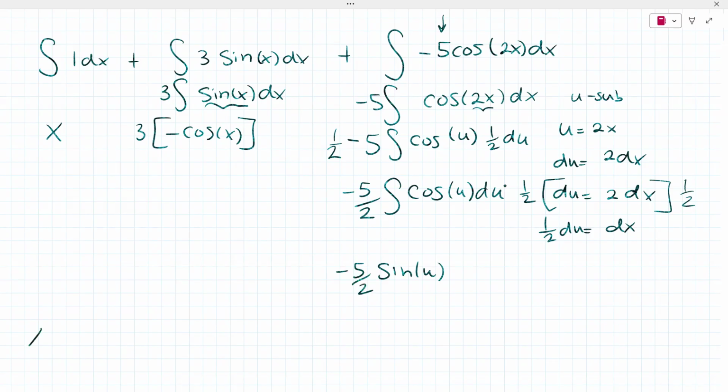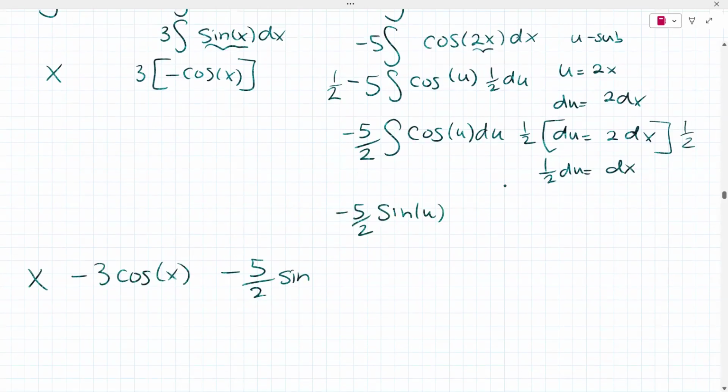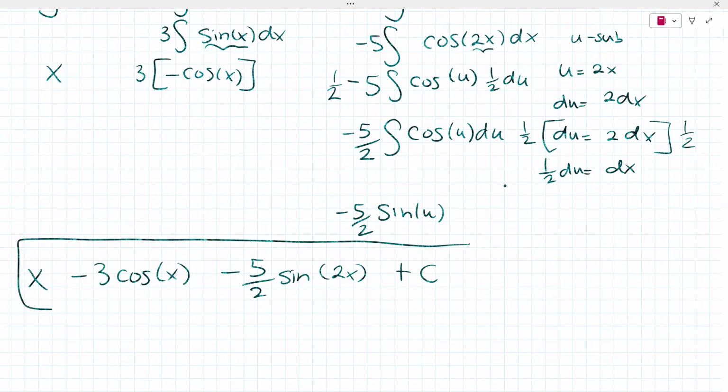So if you put it all together, this is going to be x minus 3 cosine of x. And then it's going to be -5/2 sine, and then you must replace your u with 2x. Don't forget the plus c. Okay. If I go too fast, you can always pause and rewind the video. Okay, let's move on to example question 6.